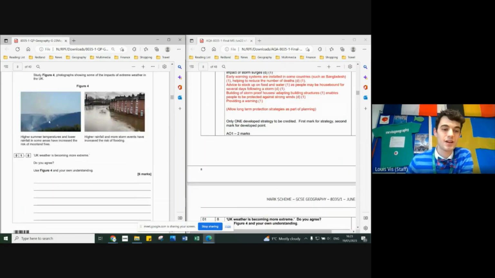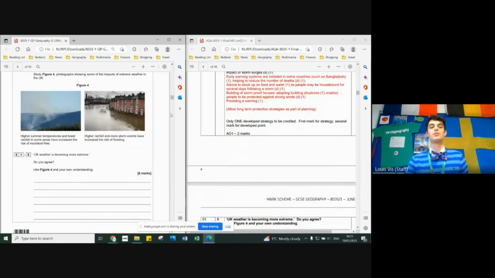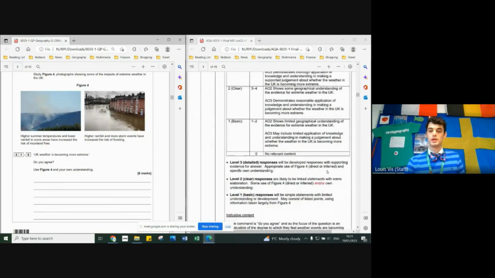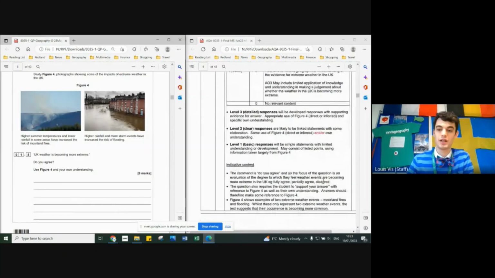Question 1.8. After that, you had a beautiful little figure: UK weather is becoming more extreme. Do you agree? In this case, the command word is "do you agree?" So the focus of the question is evaluation, saying yeah, I agree, a little bit, I disagree. So I'd have gone for 1 PEEL paragraph.